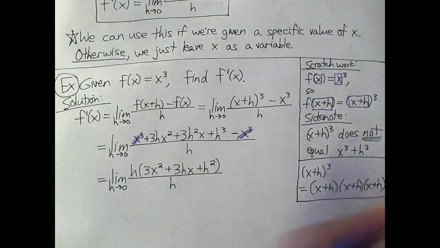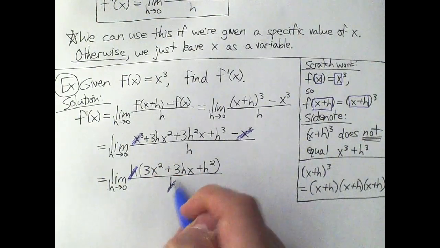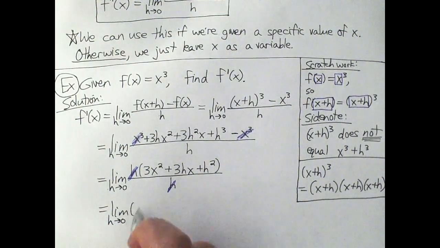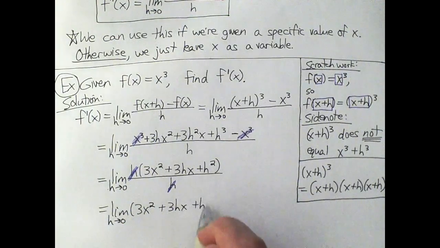We have h over h. That's good, because those are going to cancel. That's going to leave me with the limit, as h goes to 0, of 3x squared plus 3hx plus h squared.